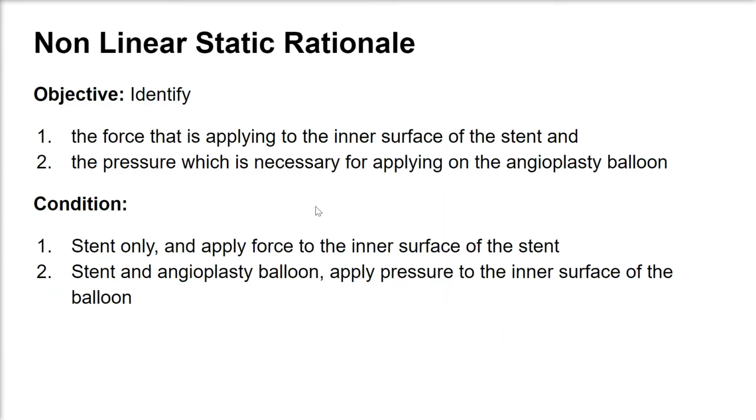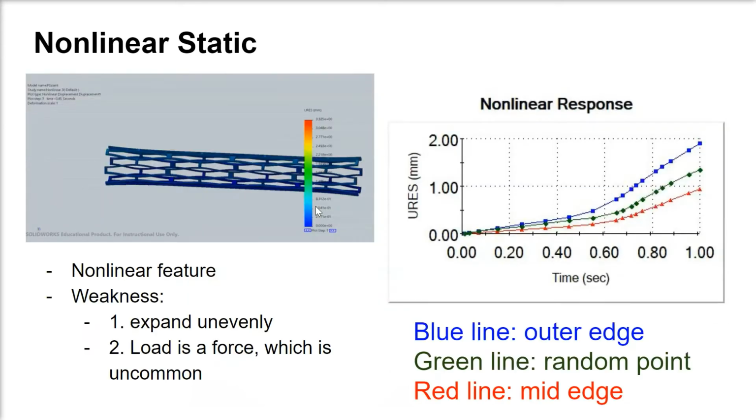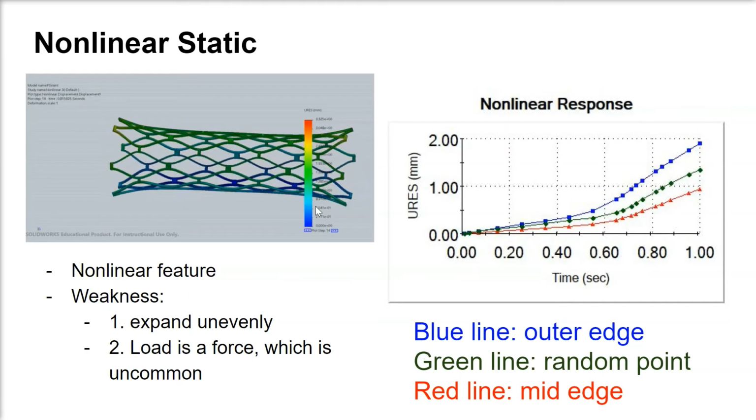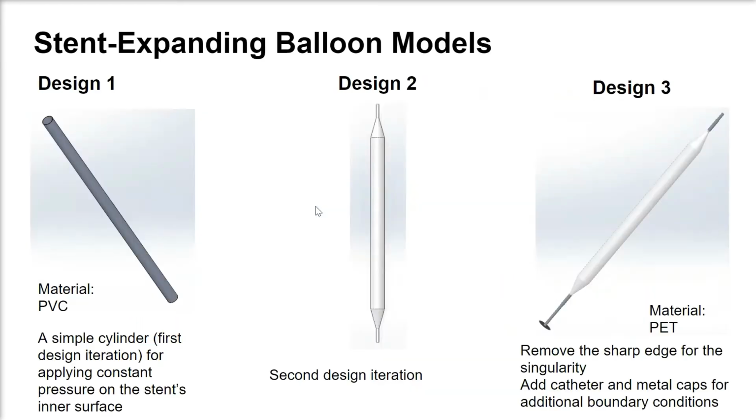The objective for a nonlinear static study is to identify the force we are applying to the inner surface of a stent and the pressure which is necessary for the balloon to expand the stent. In the stent-only model, we're adding the 10 Newton load to the inner surface of the stent, and from the result of both response curve and animation, we can see the expansion is uneven, and the load is a force which is uncommon in real life, so we have to add a balloon to the part.